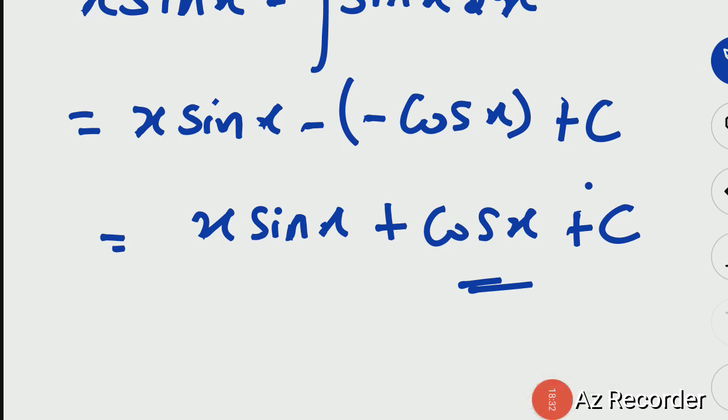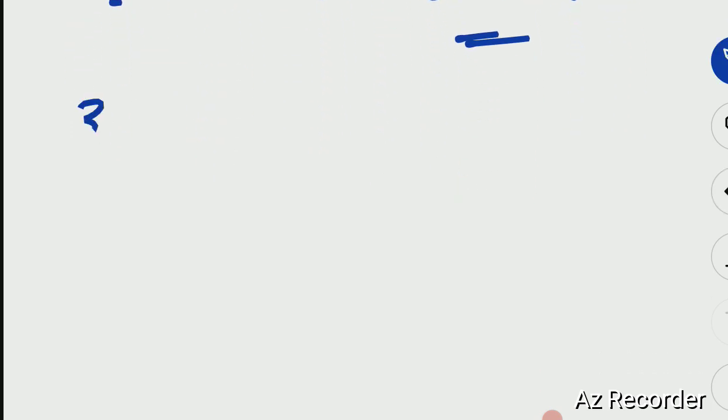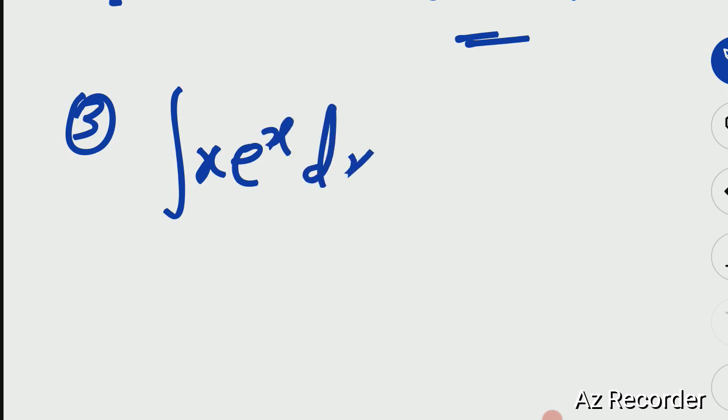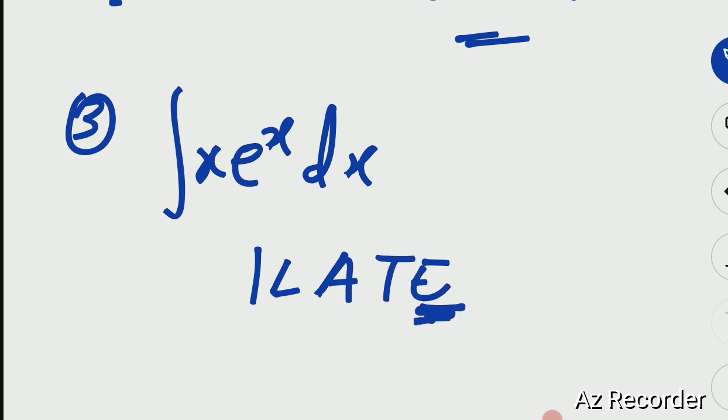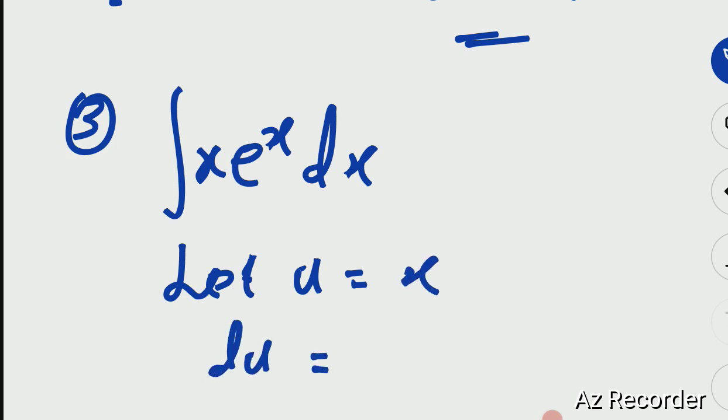Now let's move ahead again. We also have another one here. This number 3, we have the integral of x e to the x dx. Looking at ILATE, exponential is the last, so we start with x. So say let u equal x, du equals 1 dx.